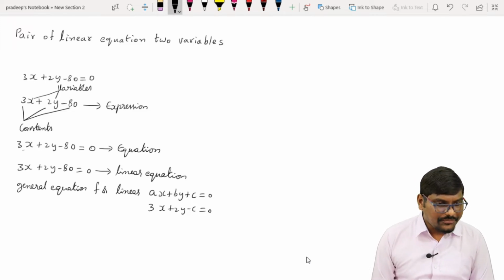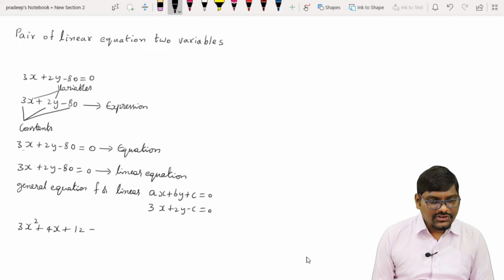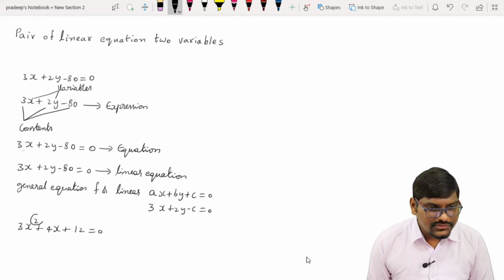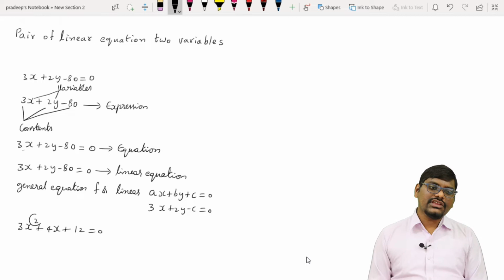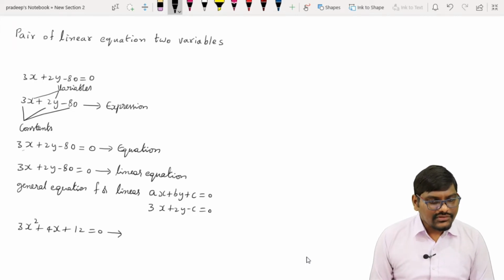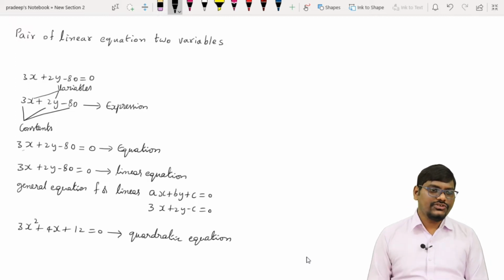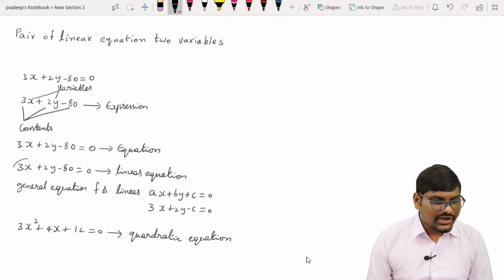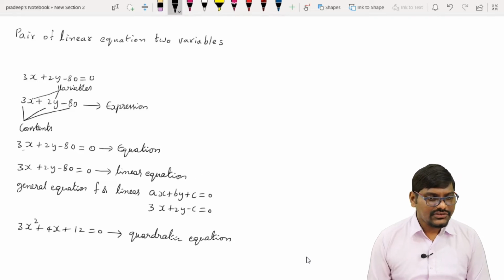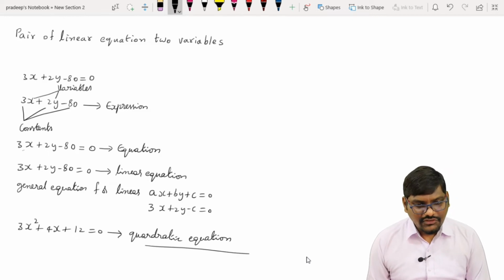So let's see the next form. Let me take the example 3x square plus 4x plus 12 equal to 0. So here the power is 2. Whenever the equation has the power as 2, that sort of equation we will say is a quadratic equation. I hope this is clear to you. Whenever the equation has power as 1, that is a linear equation. Whenever the equation has the power as 2, then that is a quadratic equation.